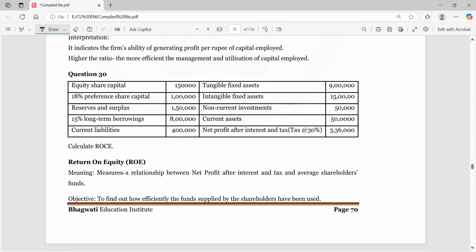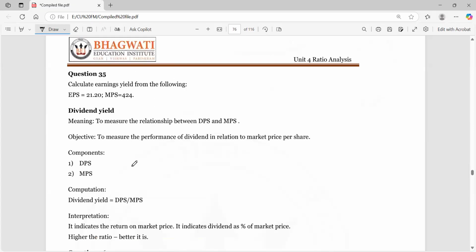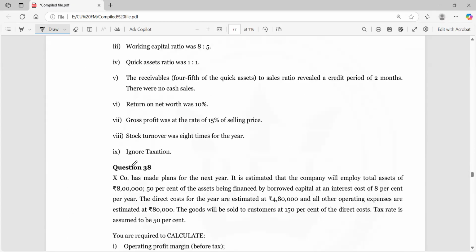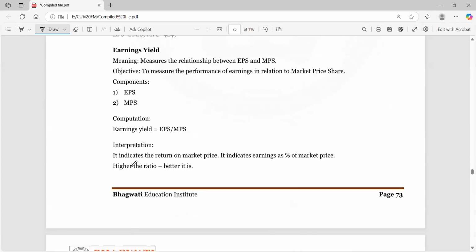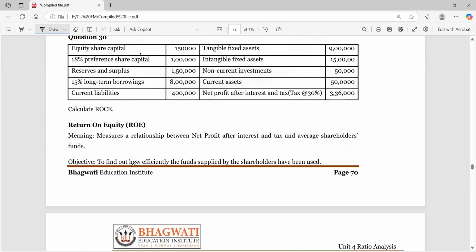So now calculate return on capital employed for this. Listen, we are almost done. We are left with 1 hour. We can at least solve question numbers 37 and 38 today. It is possible. 37 and 38, we will see that.